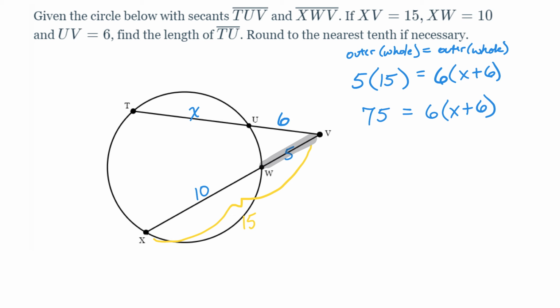Instead of distributing, I would much rather just divide by 6 right here. The disadvantage of doing it on this particular question is we're about to have a rounded number, and we're dealing with a rounded number a little sooner than we really need to. But this rounded number is actually a pretty friendly one. 75 divided by 6 is 12.5. On the right side, the 6's cancel, and I'm left with x plus 6. So the only thing I need to do to get the x by itself now is to subtract 6.